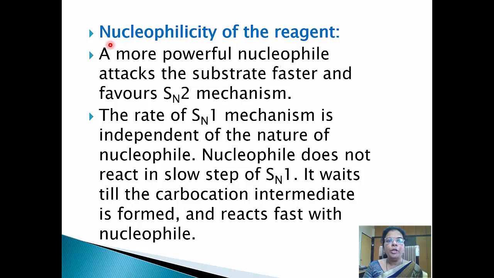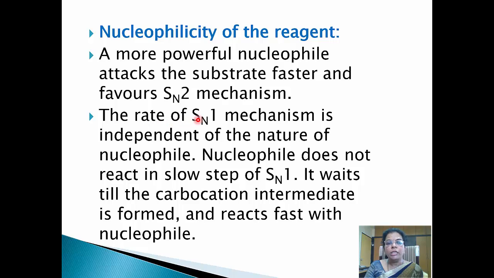Second point, nucleophilicity of the reagent. Now we have seen that the SN2 reaction mechanism is a second order reaction and the rate of reaction depends upon both the concentration of methyl bromide, that is substrate, and the concentration of nucleophile, that is OH minus ion. Therefore, a more powerful nucleophile attacks the substrate faster and favors the SN2 mechanism. That is, the SN2 mechanism is faster and favored by a powerful nucleophile.